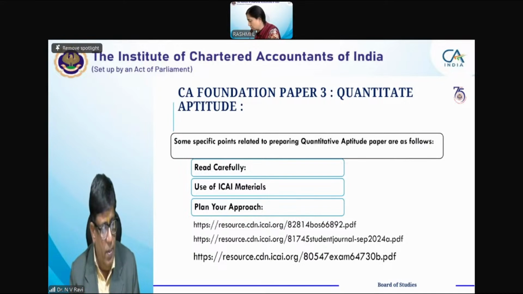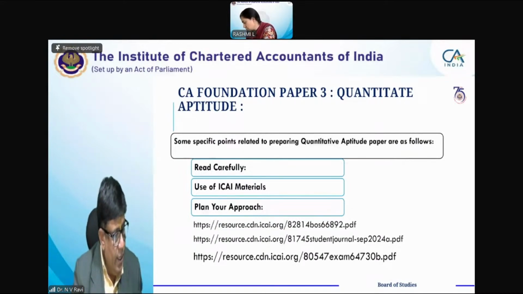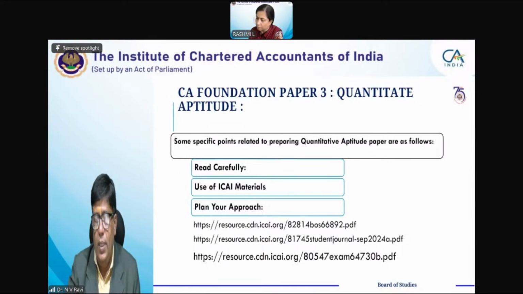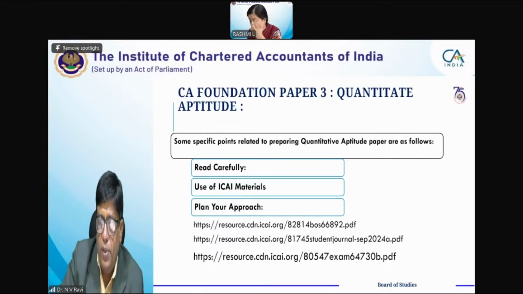OMR sheet format, just look at that. That will definitely be helpful. If you search for the OMR sheet foundation format on Google, you will see them. Actually, that will be helpful to you.